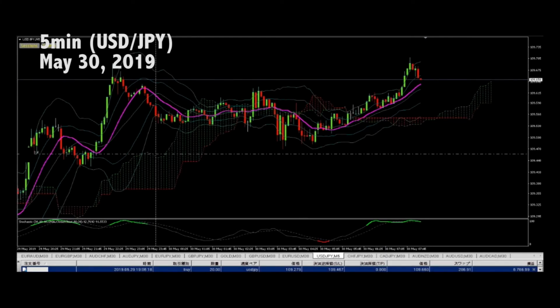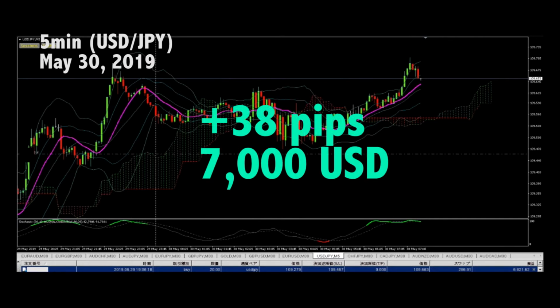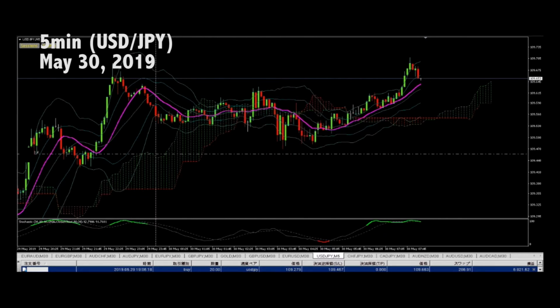Okay, here is 2 hours after the previous recording. Again, this is a 5-minute chart of US dollar Japanese yen on the 30th of May, and just as expected, the price kept going up, and now it's about 38 pips away from the entry price, making almost about 7,000 US dollars. Now, if you look at the stochastics, after the previous recording, it got crossed and now it's above the 70% level and it's showing overbought. So I cannot tell how much more the price will extend upwards from now.